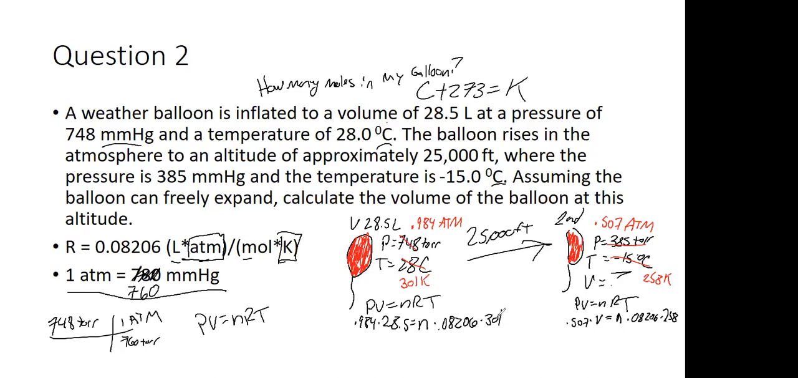I have a balloon and all I'm doing is changing the temperature and the pressure around this balloon. I'm never changing the amount of moles. So if I give you two states of this balloon, state one and state two, they have the same number of moles of gas because I never changed the amount of moles of gas. So we solve for N. N equals PV divided by RT. N equals 1.14 moles.